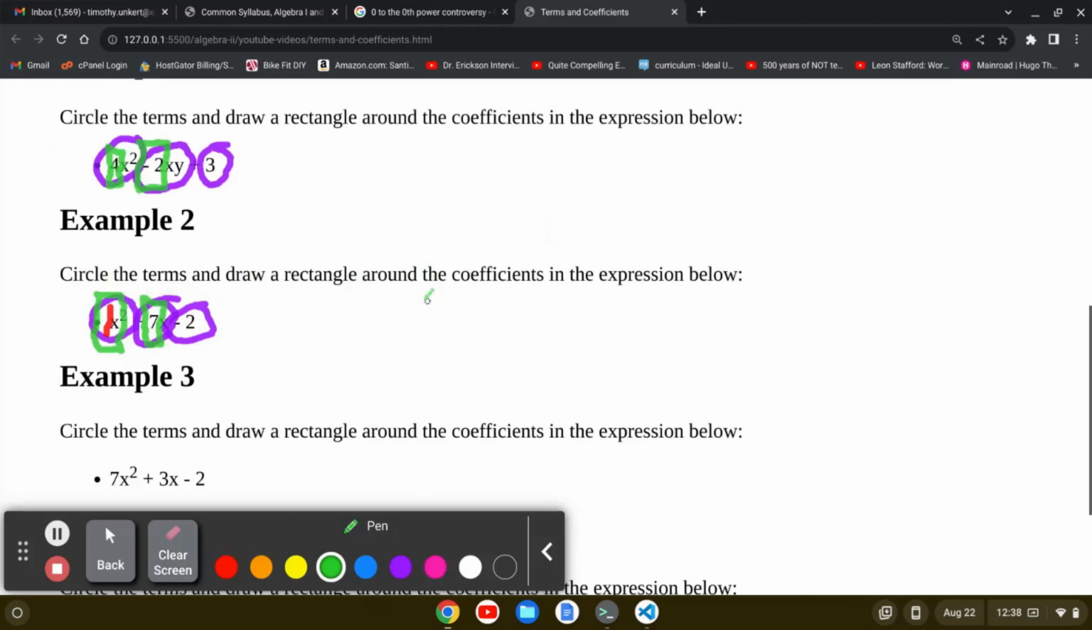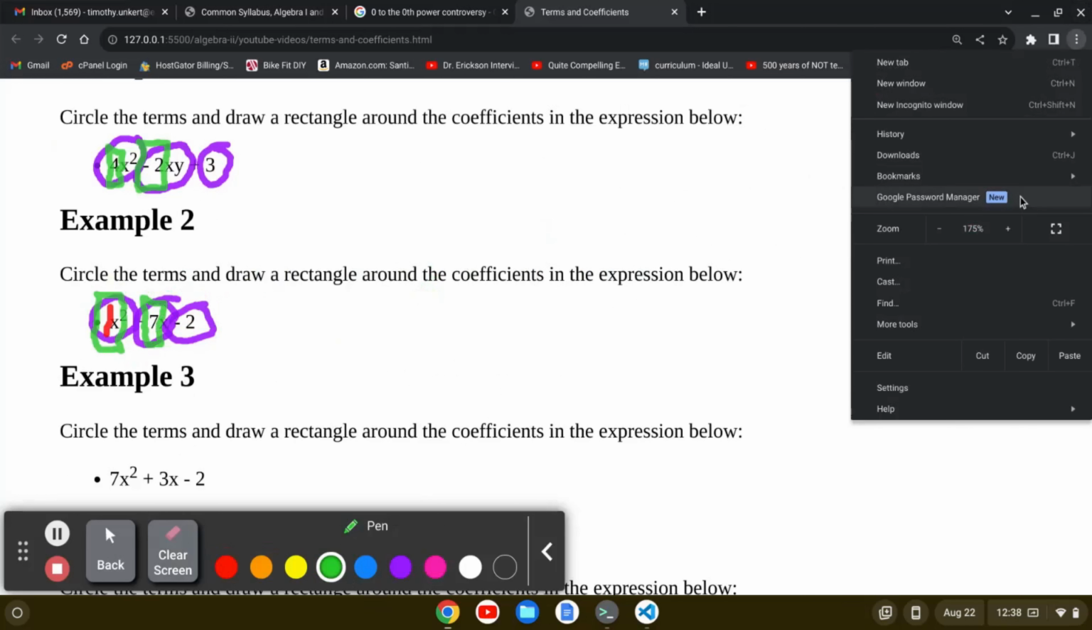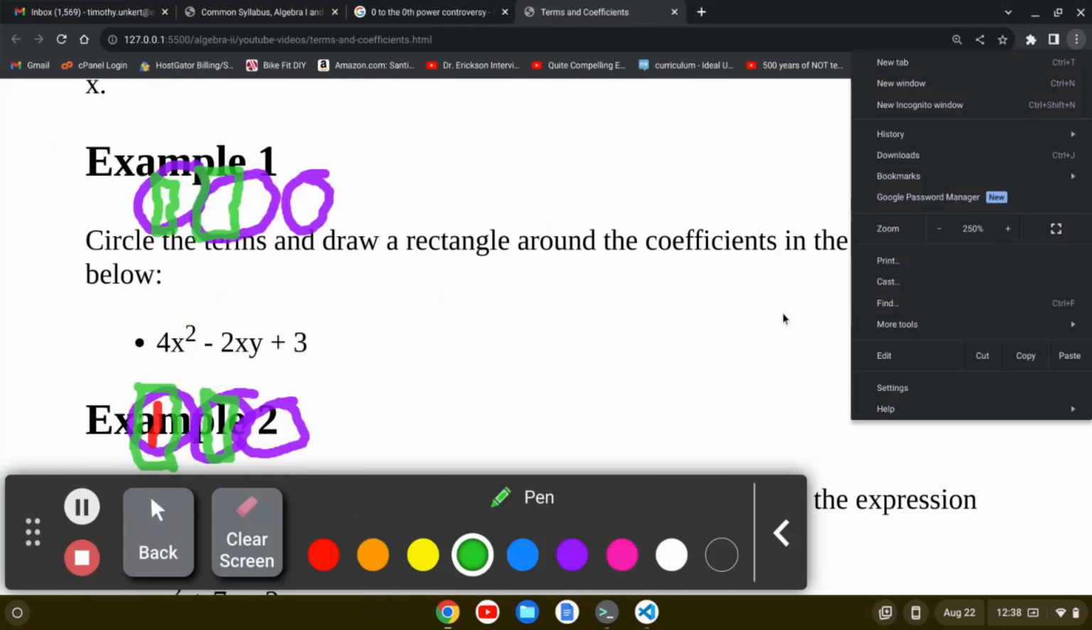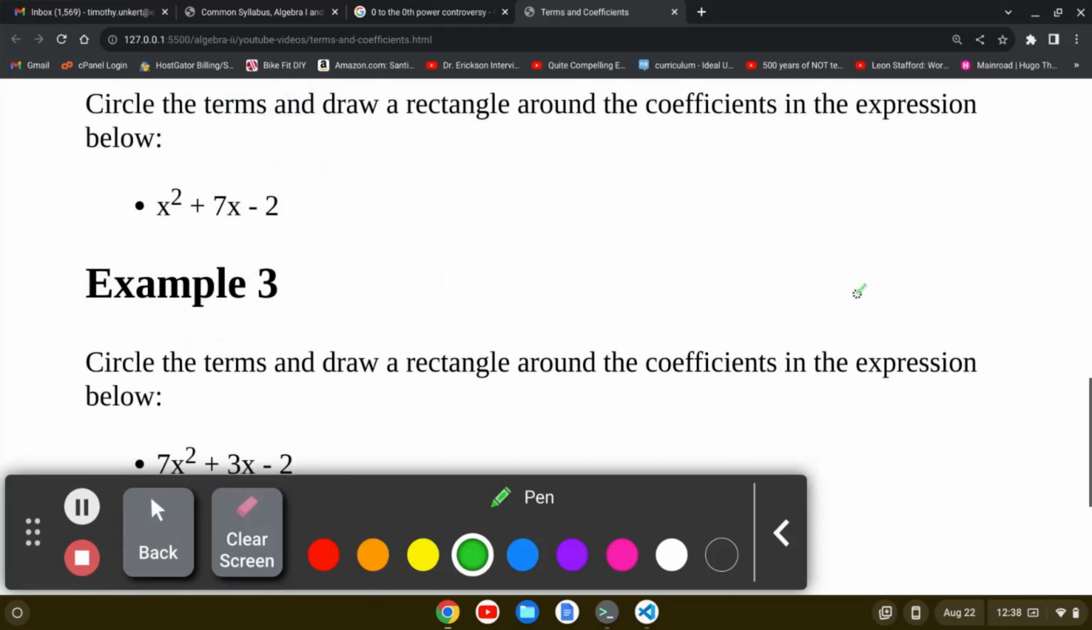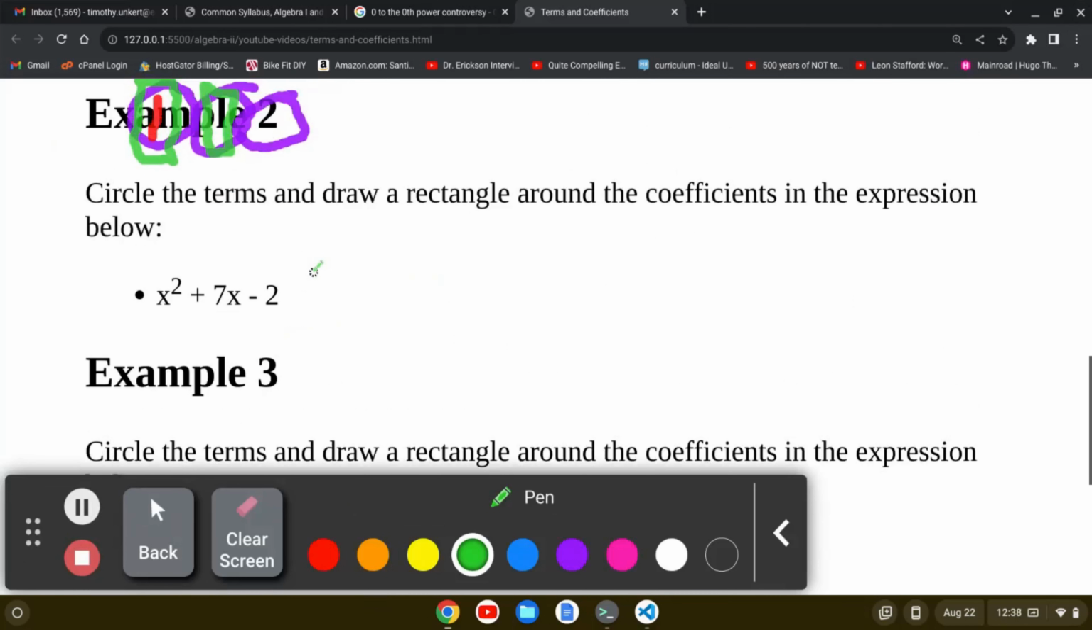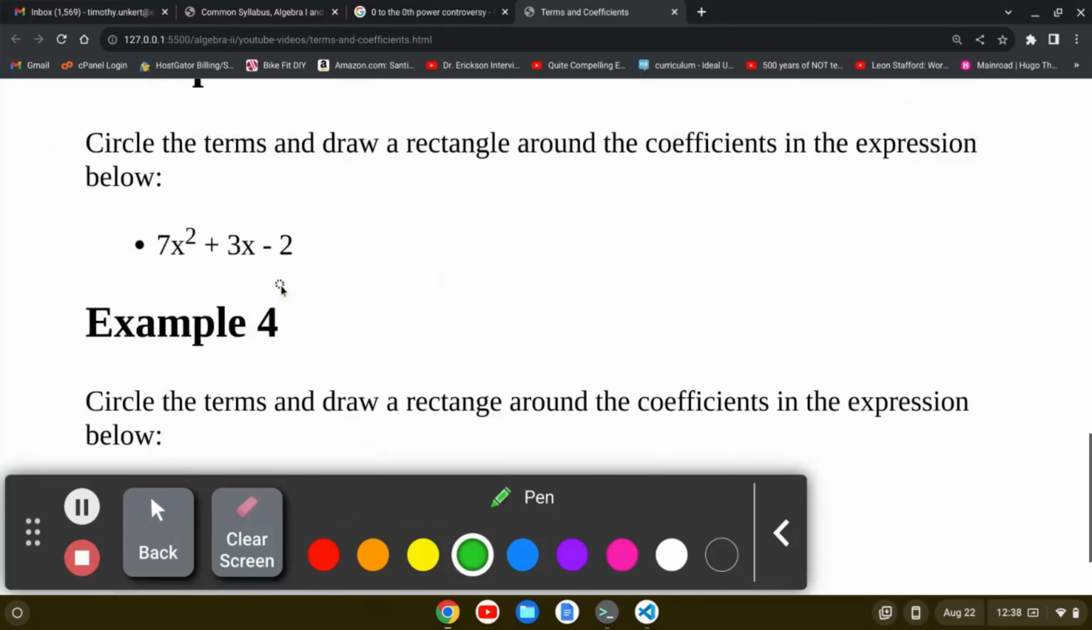Okay, I might be making a little bit of a mess of this. Let's get this a little bit larger. Let's go up a bit. Okay. All right, let's look at the next example. Circle the terms and draw a rectangle around the coefficients in the expression. Oh, we did that one. Let's go to the next one.